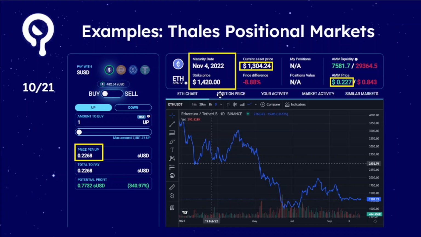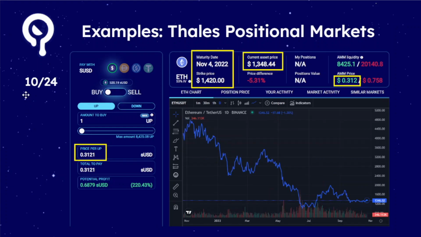And again, if the price of ETH is above 1420, because I'm buying an up token, I spent 0.22 for my one position. I can come back and exchange that for one whole USD. But as time goes, things will change. So I came back a few days later on 10/24. There was some lightly positive price movement for ETH over that weekend.